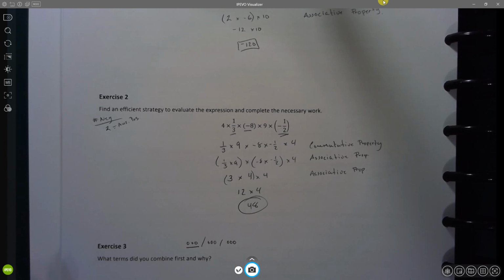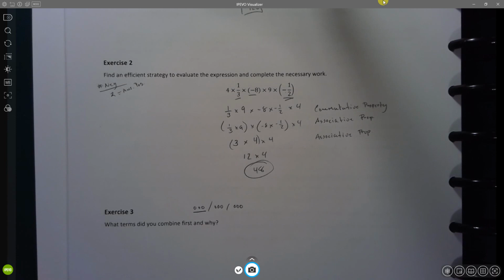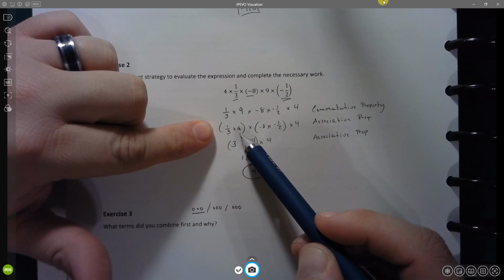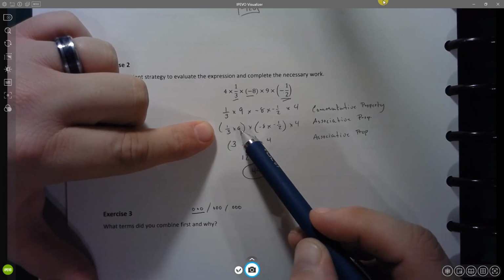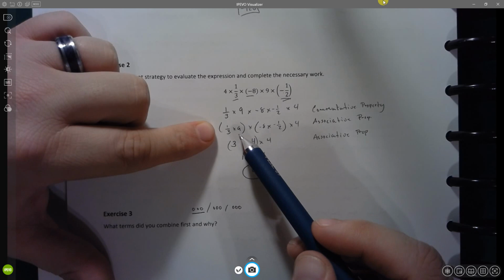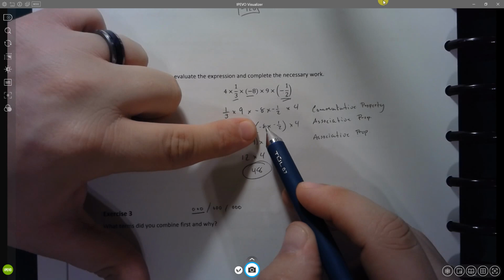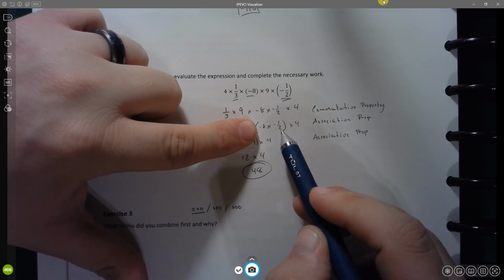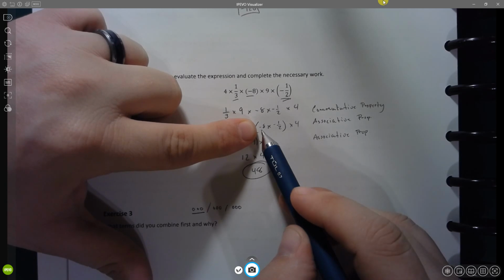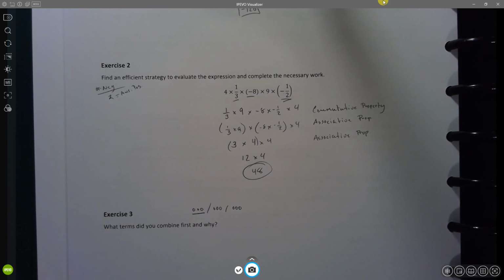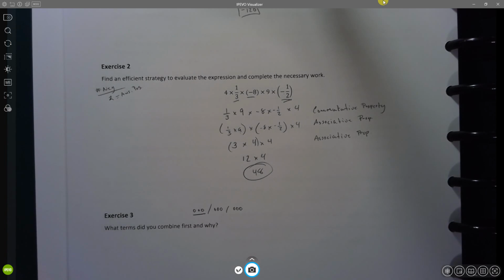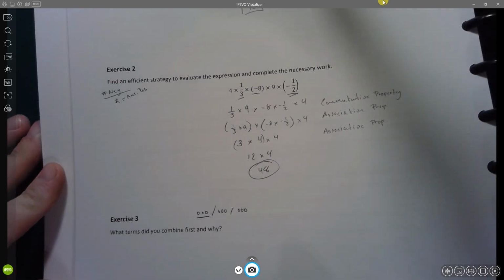Exercise 3 is asking us what terms did you combine first and why. Well, the terms I combined first were the 1/3 and 9 because I knew that 3 was a factor of 9. So I could guarantee that I would get a whole number answer when I multiplied it by 1/3. And I knew 8 was even, and that means it would come out to be a whole number if I multiplied it by a half. So I made sure that an even number was with my fraction, and I decided to put it with a -8. That way I can guarantee that it stays positive. So that's the reasoning behind why I chose those terms first. All right. Let's keep on going.